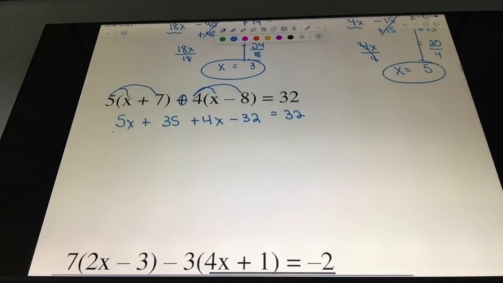And then I collect like terms. This is the first one where I've had two things I can collect. First, I can collect my x's. Positive 5 plus 4 is 9x. 35 minus 32 is positive 3. Equals 32.